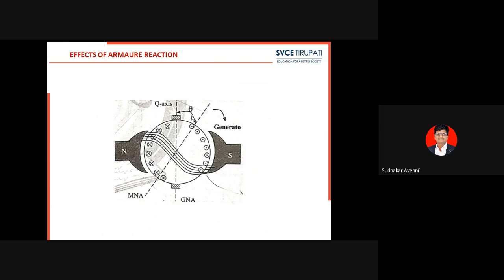Why does this shifting take place? Under no load condition, the MNA coincides with the GNA. Why? Because the only flux is the main field flux; there is no armature flux. The main field flux always flows from north to south. The resultant flux is only the main field flux. Because of that, the MNA coincides with the GNA, and theta is equal to 0 under no load condition.